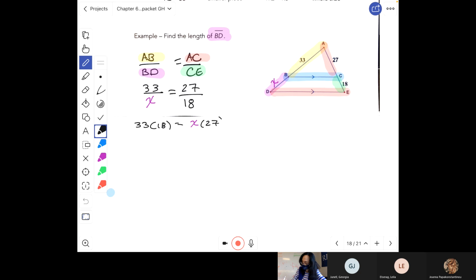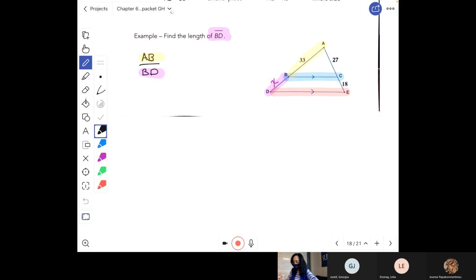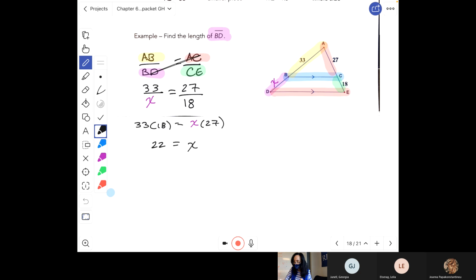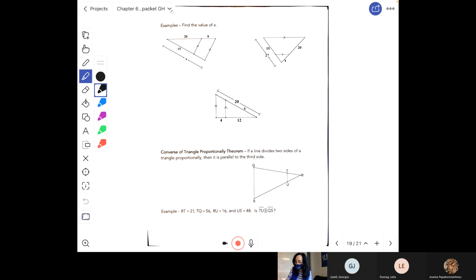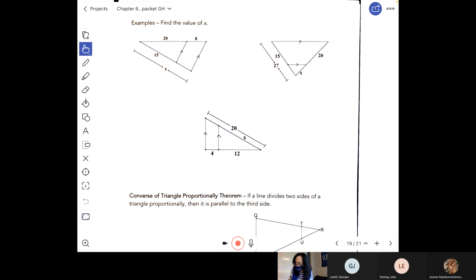So if I divide each side by 27, what am I going to get for the value of x? 22. Can we get 22? Not bad. Yes, ma'am. You set it up 33 over 27. Yes. And what tells us that we can do that? The fact that our means can be interchanged, right? Remember, there's a property that says that. That is absolutely correct. So there is not just one way to set up these proportions.